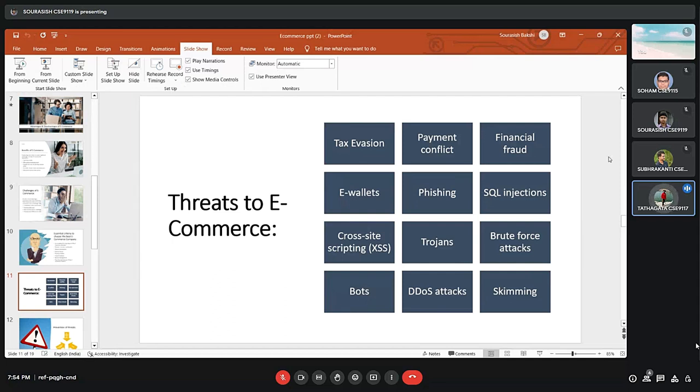Now, if I talk about Trojans, attackers may use software that may appear to be useful before downloading, but after downloading the software, it installs malicious programs on the computer. It collects different data like personal details, address, in fact, your credit card or debit card details, etc.